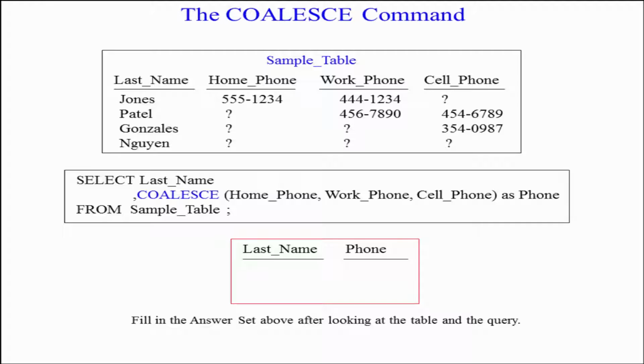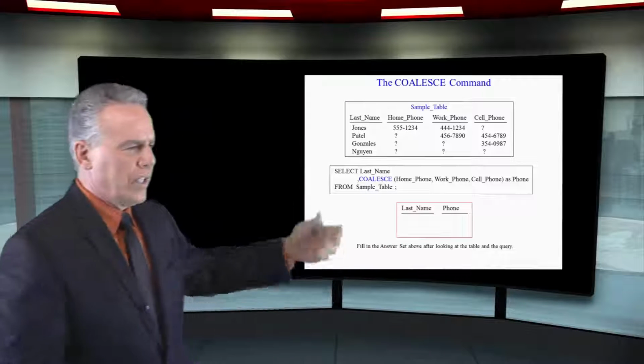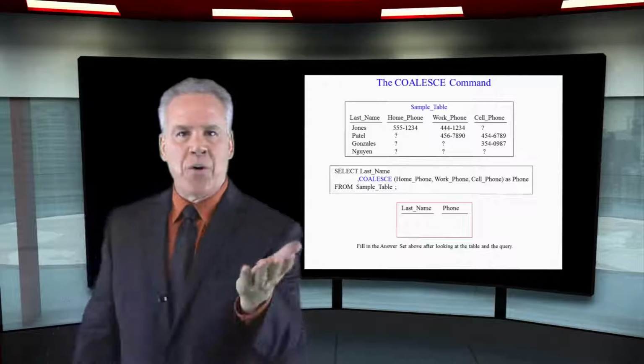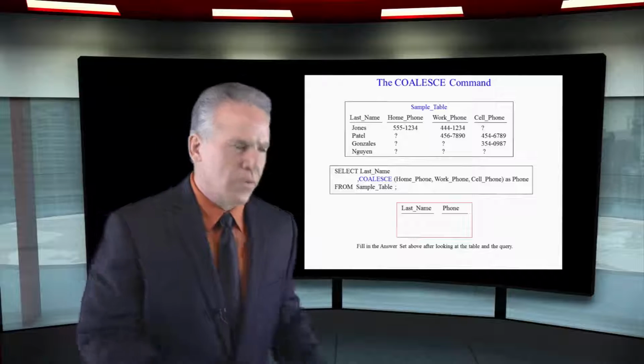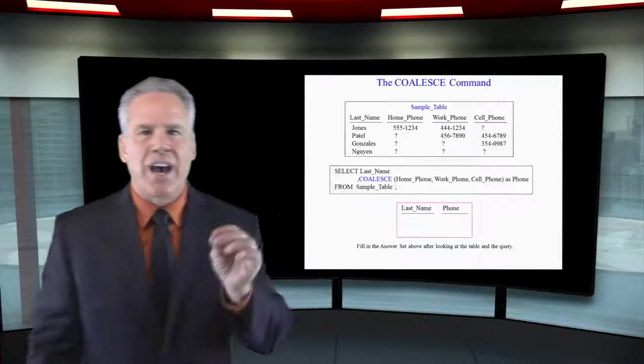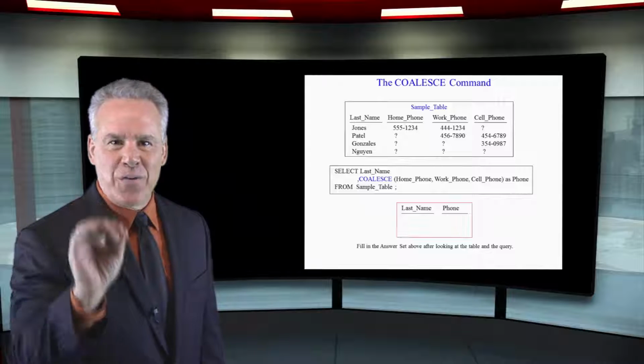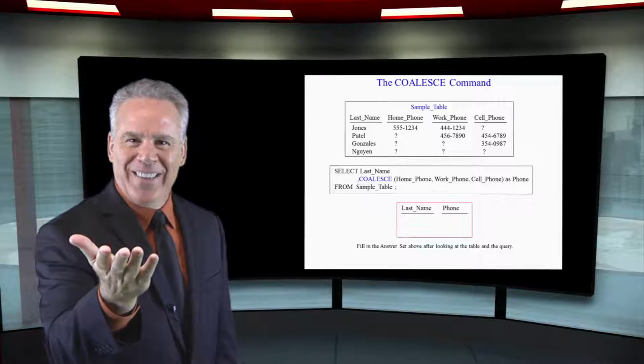We're going to say, I want the last name, and we're going to pick Jones first. And we're going to coalesce the home phone, work phone, cell phone. Well, when they look at the row for Jones, he's got a home phone. We're going to put that one out. Then they go to the next row. Let's get Patel. Does he have a home phone? He doesn't have a home phone. Then move down the list. He's got a work phone. That's the phone number that will return on the list.